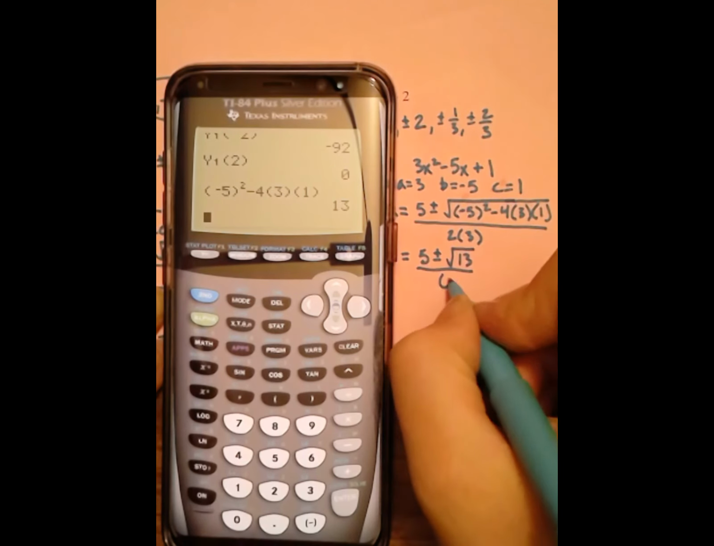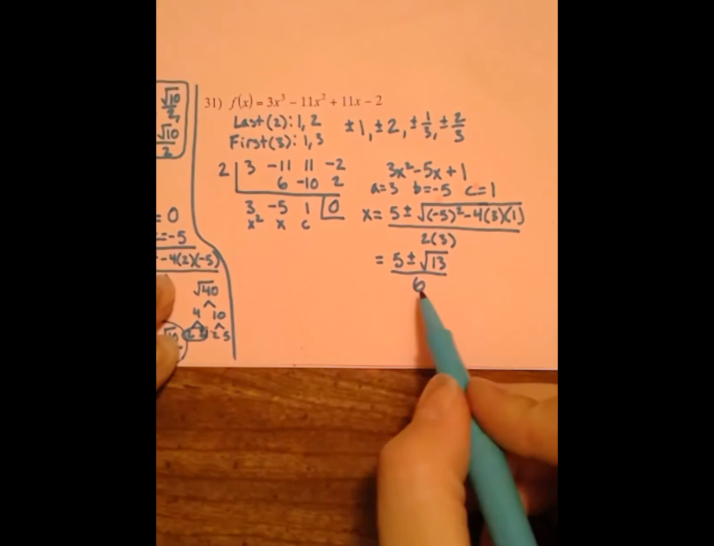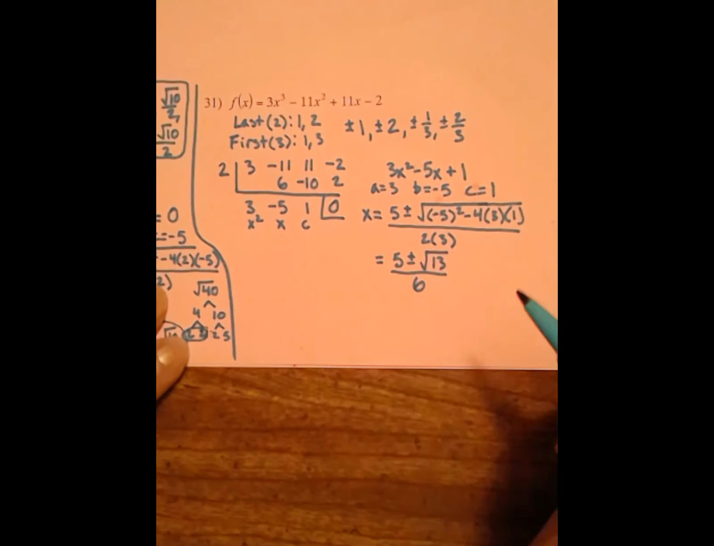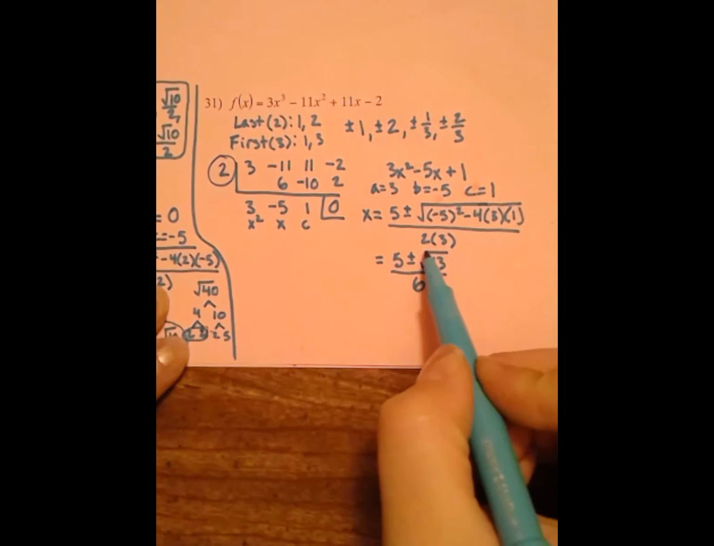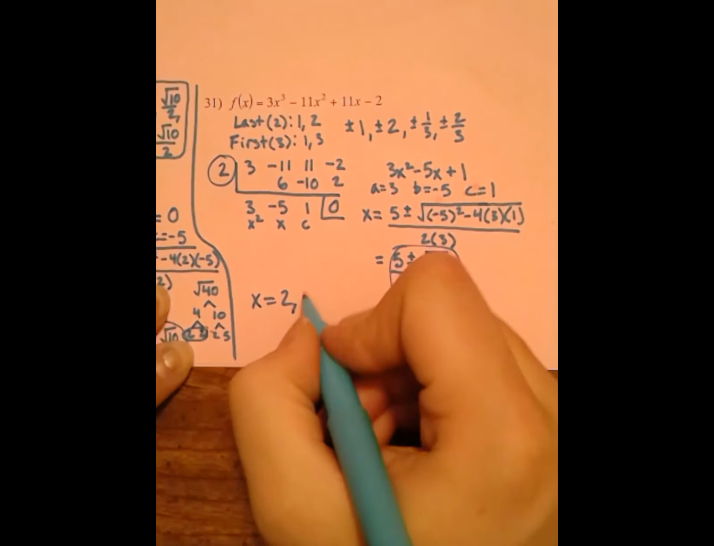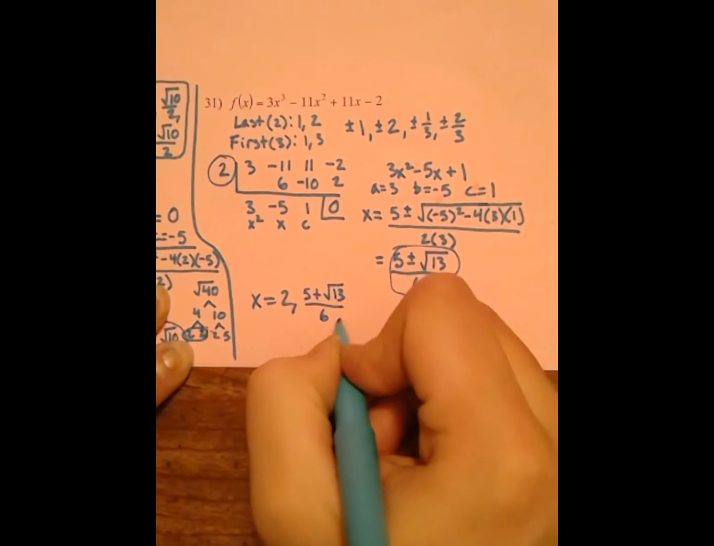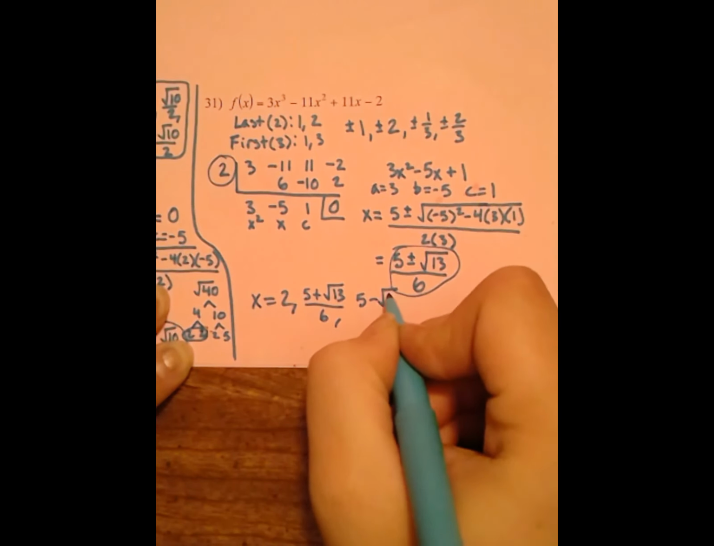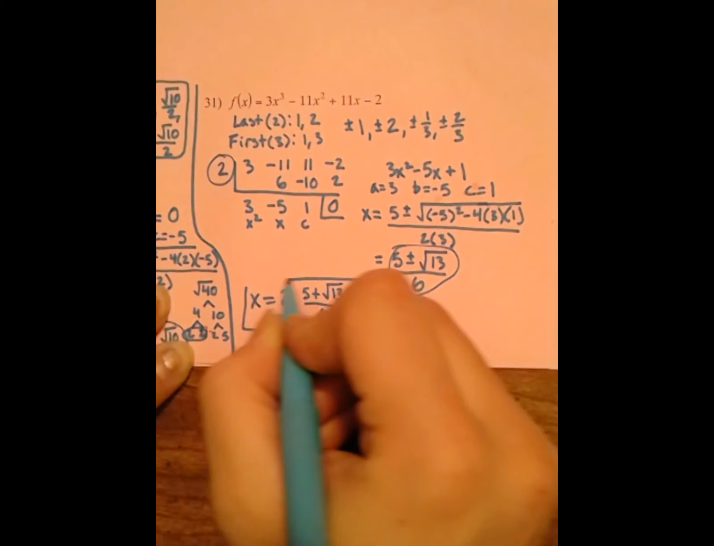15 over 6. And that actually looks like as far as it can reduce, because those can't break down. That's a prime number in there. So I have this guy from before. I have these two now. So I have 2. I have 5 plus square root of 13 over 6 and 5 minus square root of 13 over 6. And those are my 3 solutions.